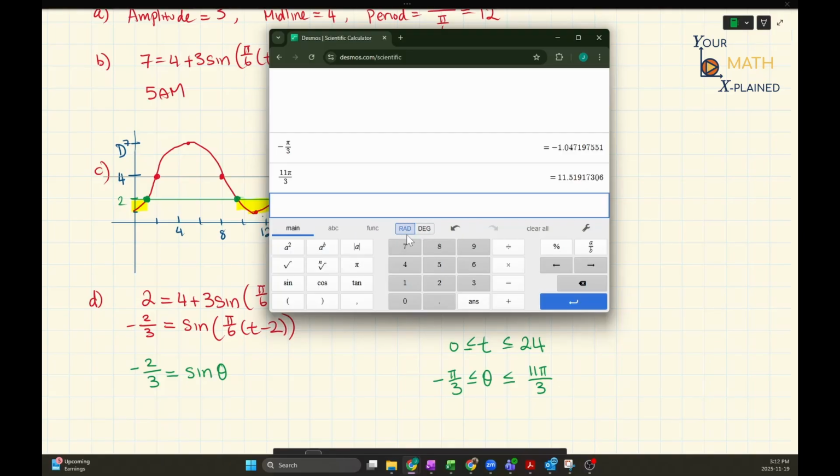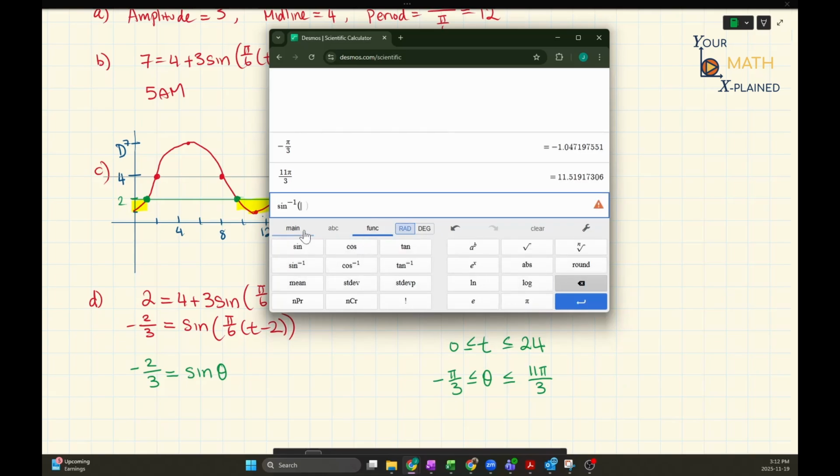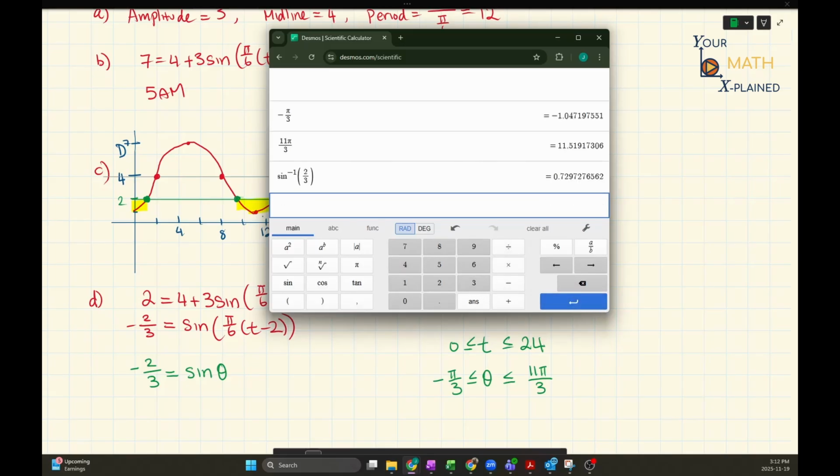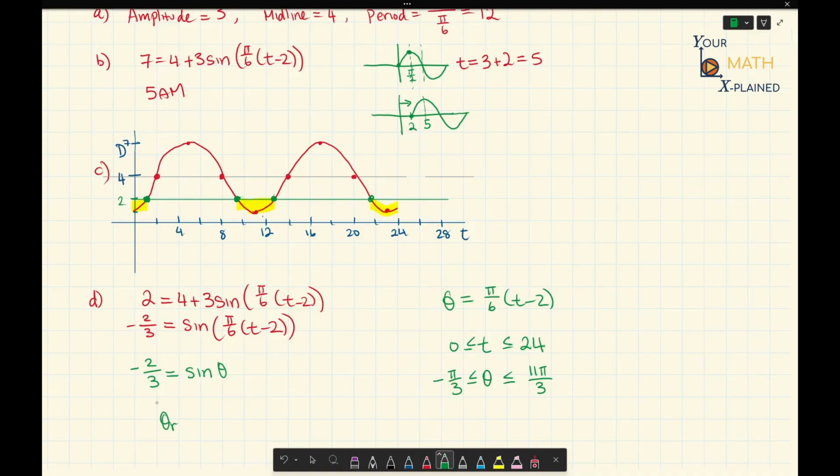So first of all, make sure your calculator is in radians mode. Next, we're going to do sine inverse of 2 over 3, and that is equal to 0.73. So we have our theta reference is roughly 0.73. So now using our ASTC rule, because sine is negative, we're going to be either in quadrant 3 or quadrant 4. And we have a reference angle of 0.73. So it'll be somewhere here and somewhere there. So this is 0.73 and this is 0.73.